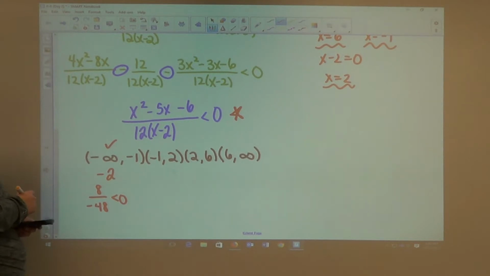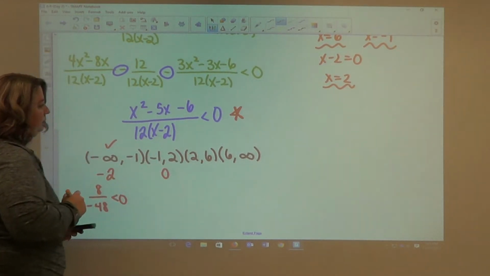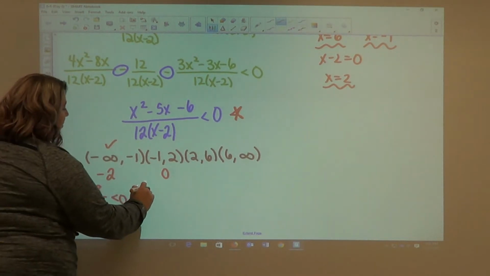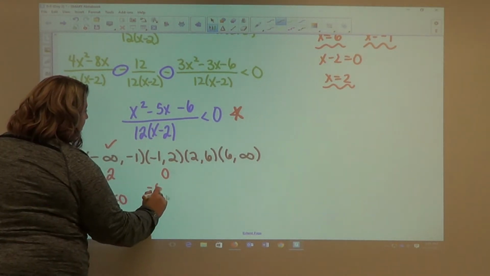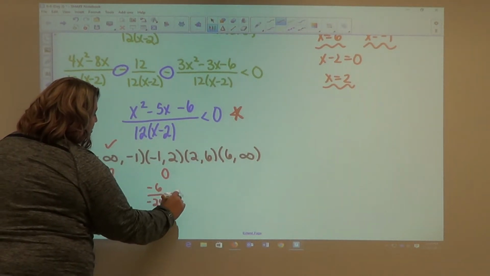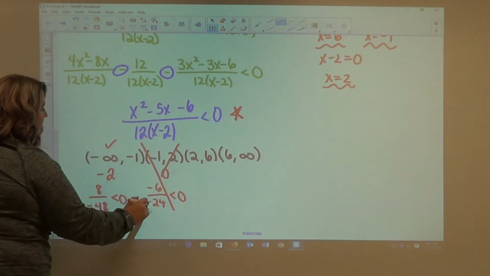Then I go to my next interval. I need to pick a number between negative 1 and 2, so I'm going to pick 0. When I plug 0 in, on top I have negative 6, and on the bottom I have negative 24. Two negatives make a positive, so this number is not less than 0. So I'm going to mark that out.